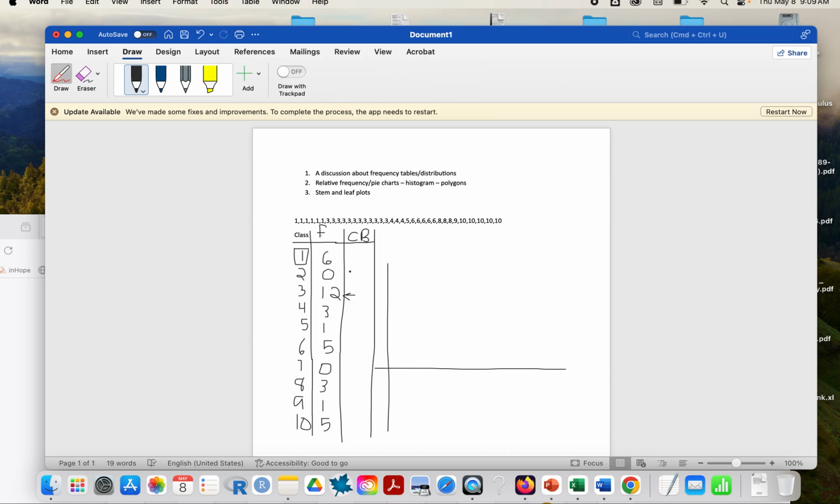And our class boundaries are going to go from 0.5, and then they're going to go to 1.5. For the 2, it's 1.5. There should be a point there, to 2.5. Now this is particularly difficult to do on the touchpad, so I'm going to trust that you see what I'm doing, and just travel that on down here, and then just travel that on down here.